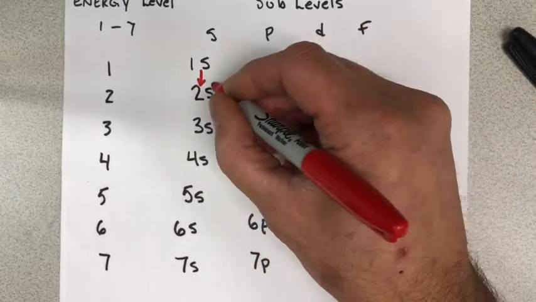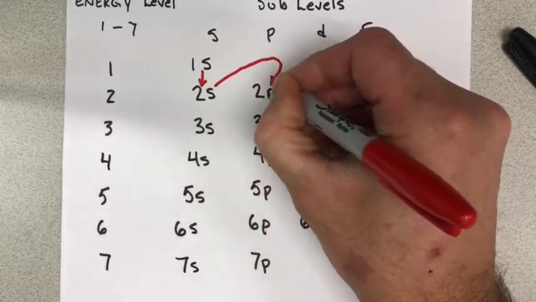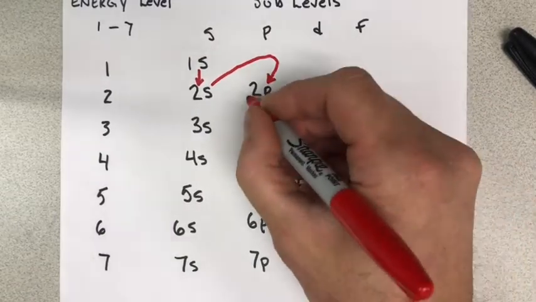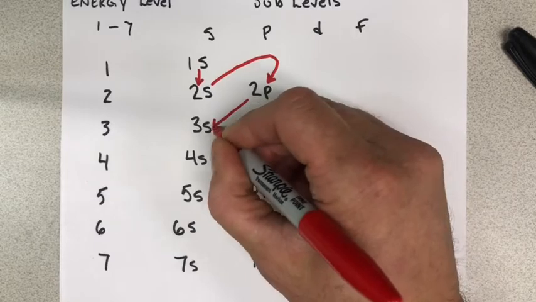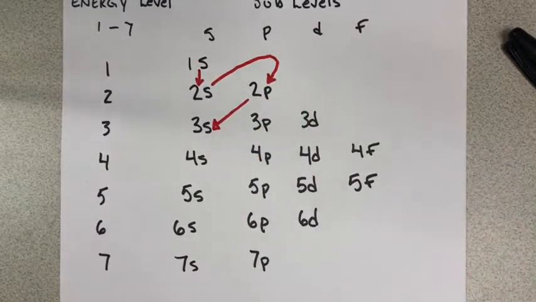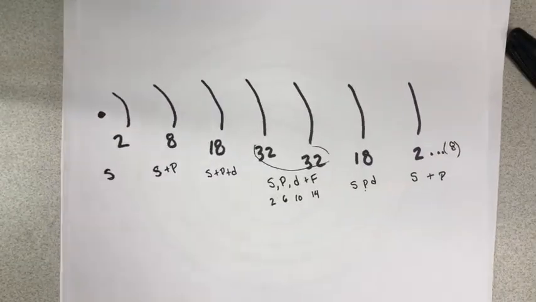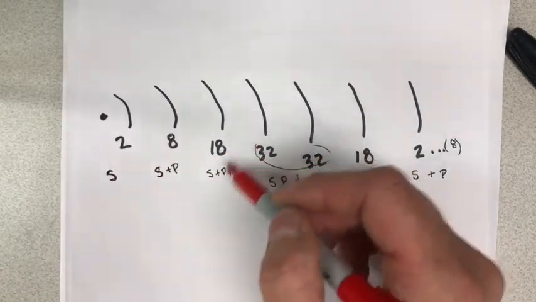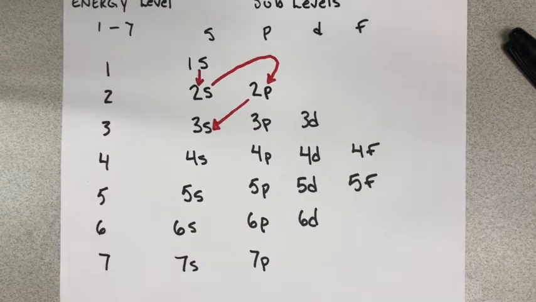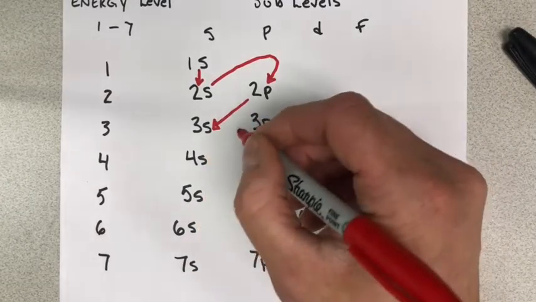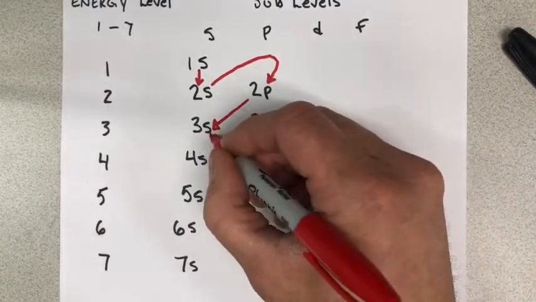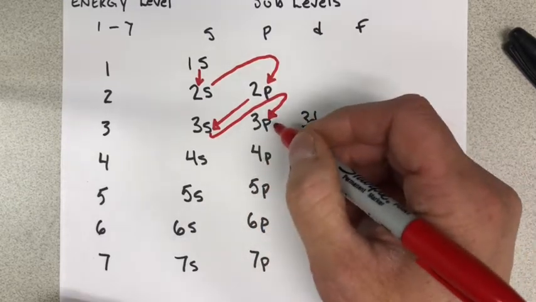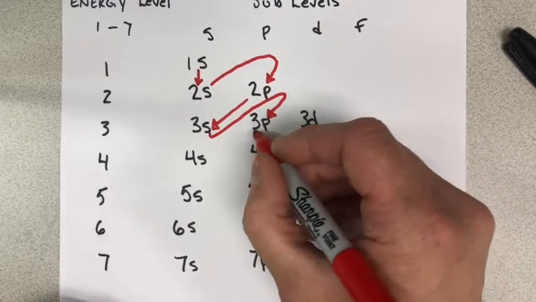From 2s, we come up here and fill the 2p orbitals, okay? From 2p to 3s. So everything is going good here. We're just filling in electrons in the first energy level, second energy level, and third energy level, okay? From 3s, we come up here to 3p, okay? And this is where things are going to start changing.